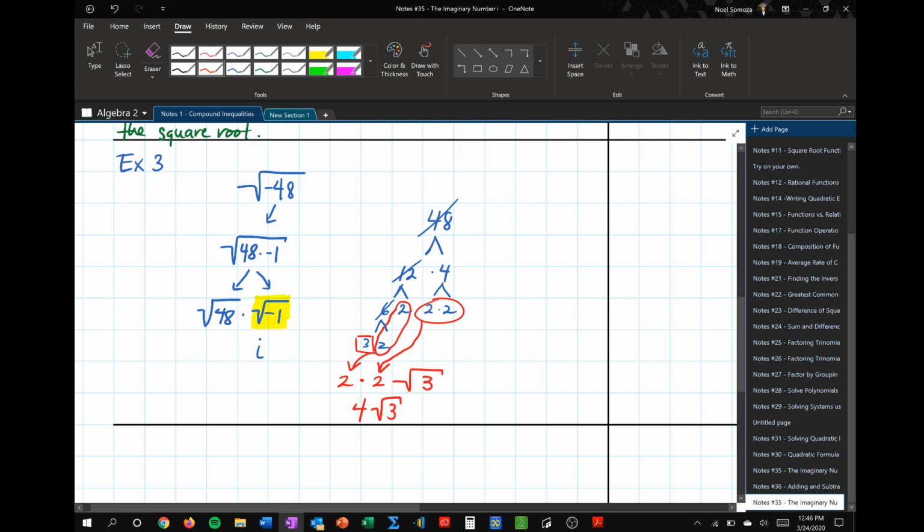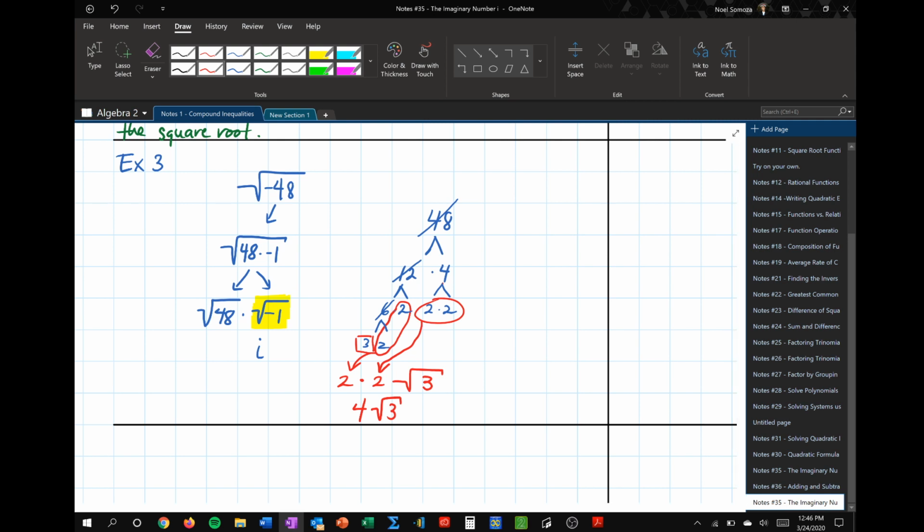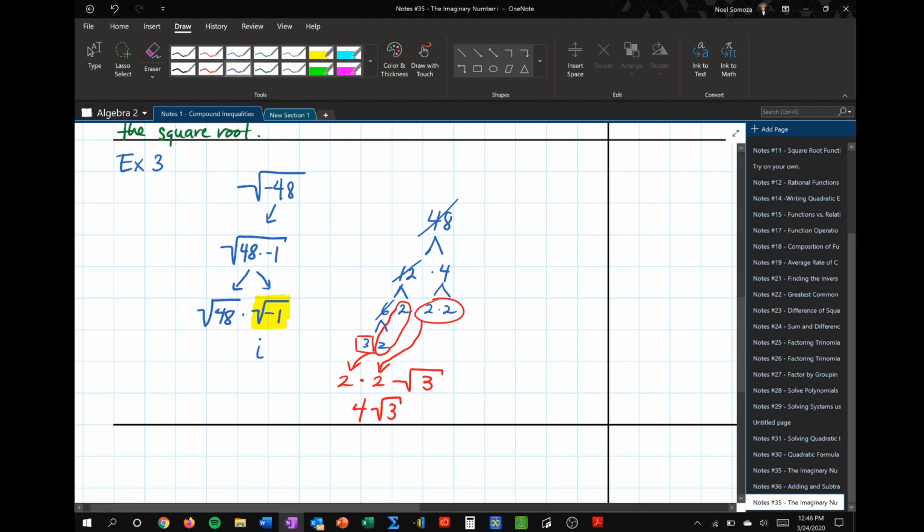So remember, for each pair, I only write the number outside one time. Because there were 2 pairs, that's why I have 2 different number 2's. 3 is the only one that's alone, so it goes back inside the square root. Now I just have to carry this over. Because I know that the square root of 48 is 4 root 3, now my final answer is 4 root 3. Drop the tail, and then there's my I. So here's my final expression right here.